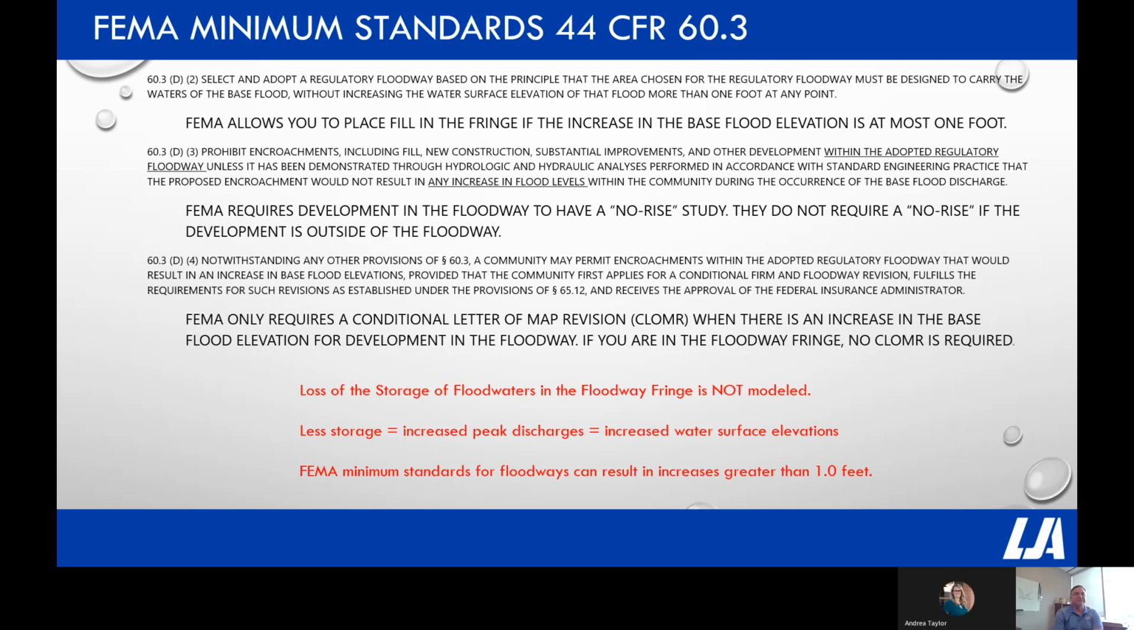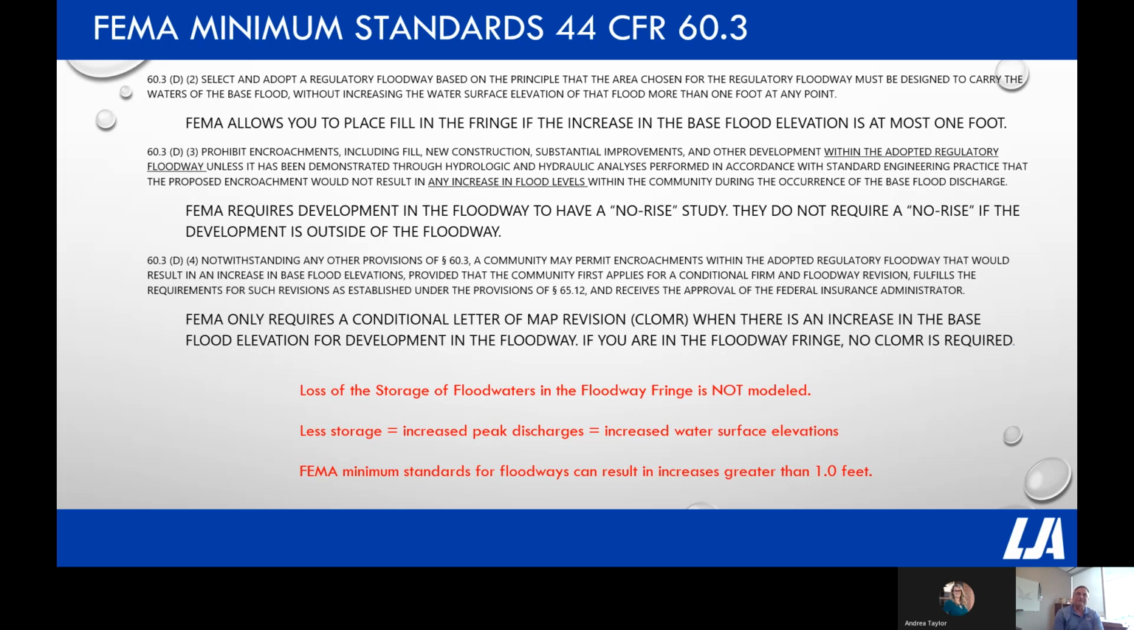So what are the problems with all of this stuff? What are the new things you need to learn from all of this stuff? Well, in doing the designation and the hydraulic modeling for a floodway, you're losing the storage in that floodway fringe area. If you lose that storage, then you have increased peak discharges. If you have increased peak discharges in a smaller cross section, you're going to increase the water surface elevation.